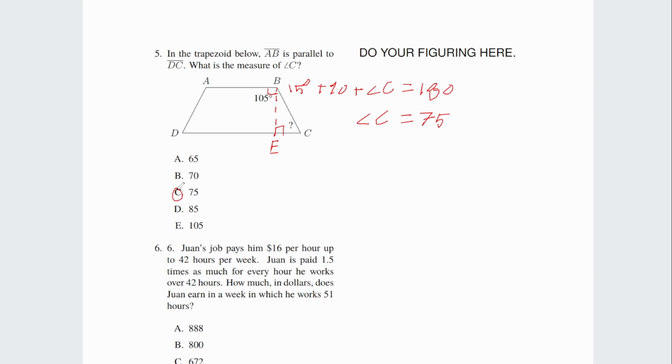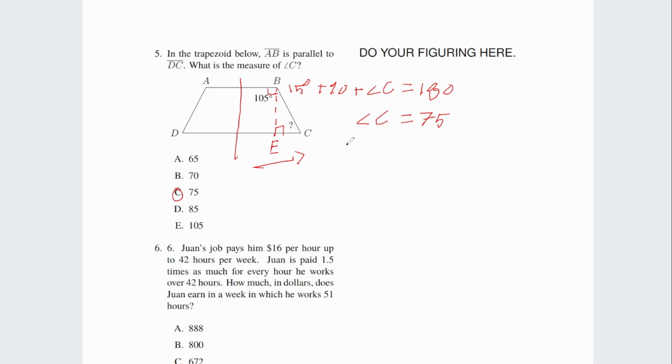So the angle is 75. You could also solve this by imagining that this trapezoid... well, you can imagine that any parallelogram is going to have angles that add up to 360 degrees, right? So you could suppose that these two angles are also going to add up to 180.